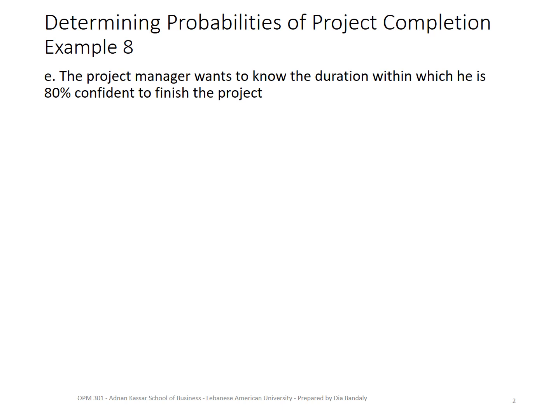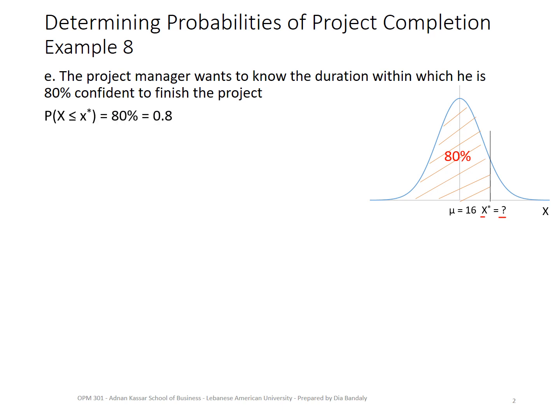So what are we looking for here? Let me get my pen. On the curve, we are looking for a value of x that we don't know. I'm going to call it x star, the critical value of x. It's not known to us, but what's known is the area below it. So I can write P of x less or equal than this critical value is 80%.